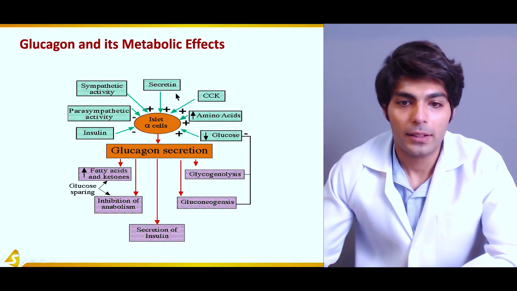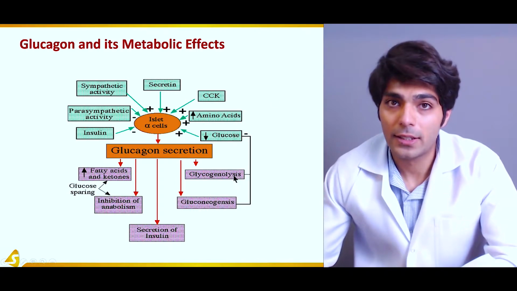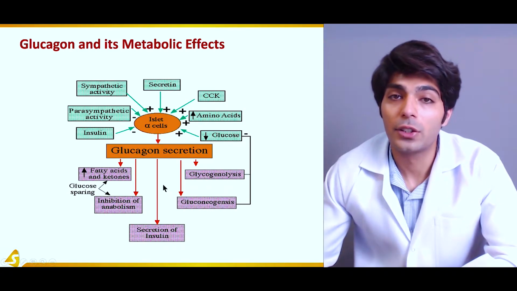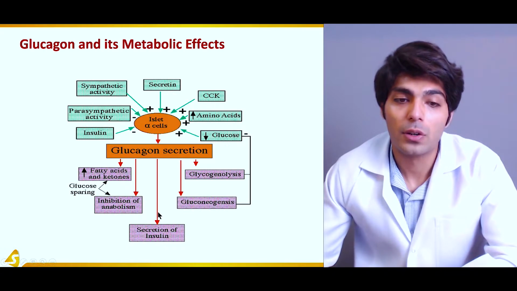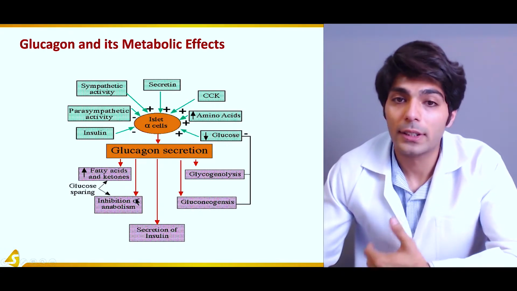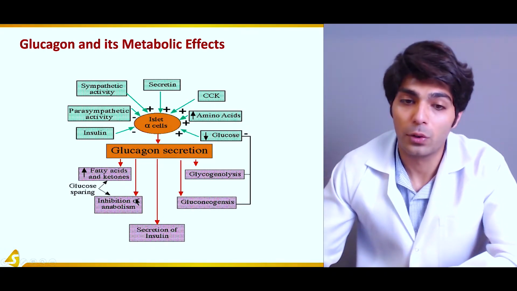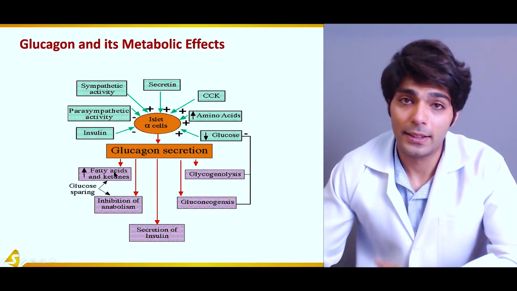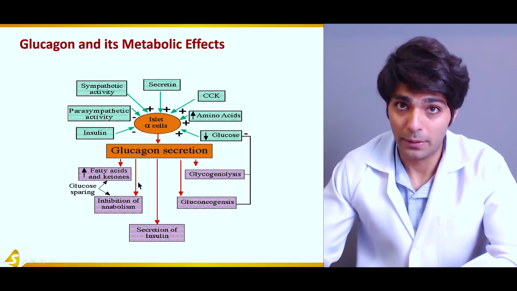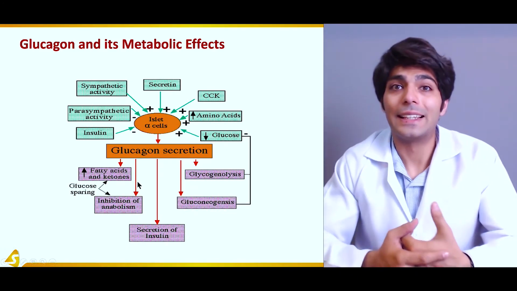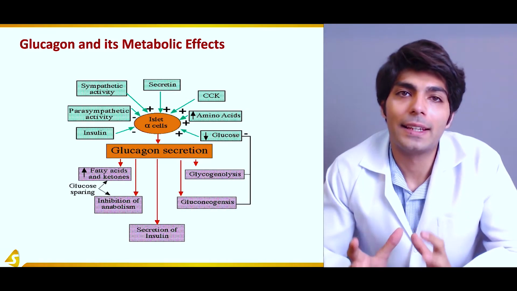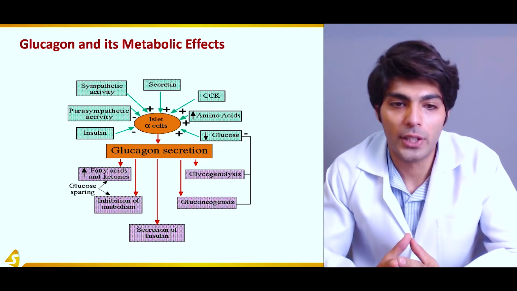In this diagram, there's a glycogenolysis that does occur. There's a gluconeogenesis, secretion of insulin, inhibition of anabolism, because it has a catabolic effect. It is going totally opposite of insulin. And there's an increase in fatty acids and ketones. It means it activates lipolysis and inhibits lipogenesis.